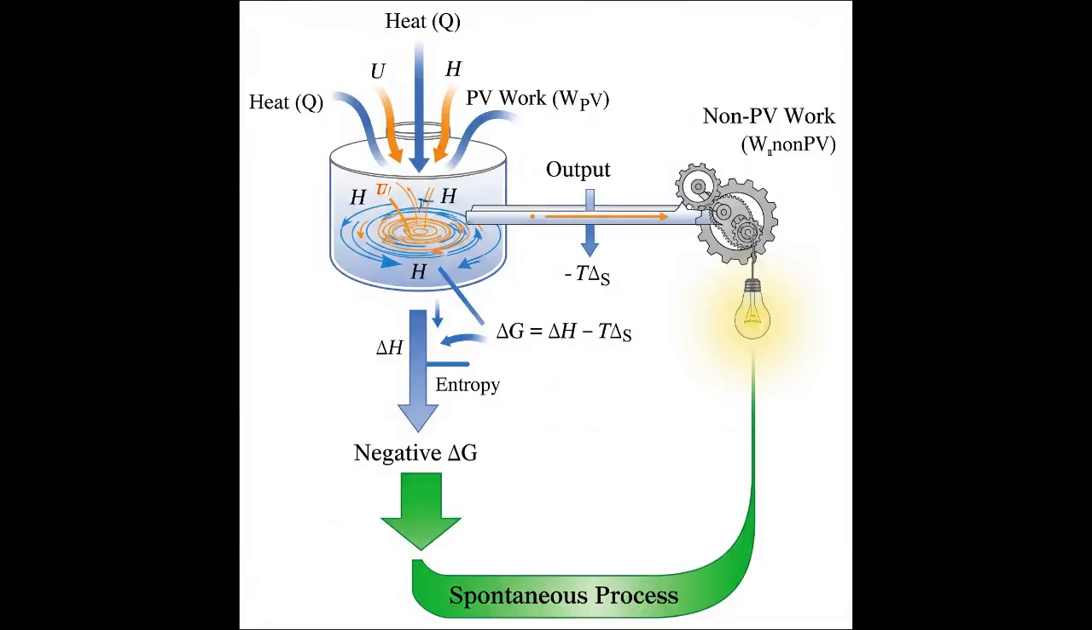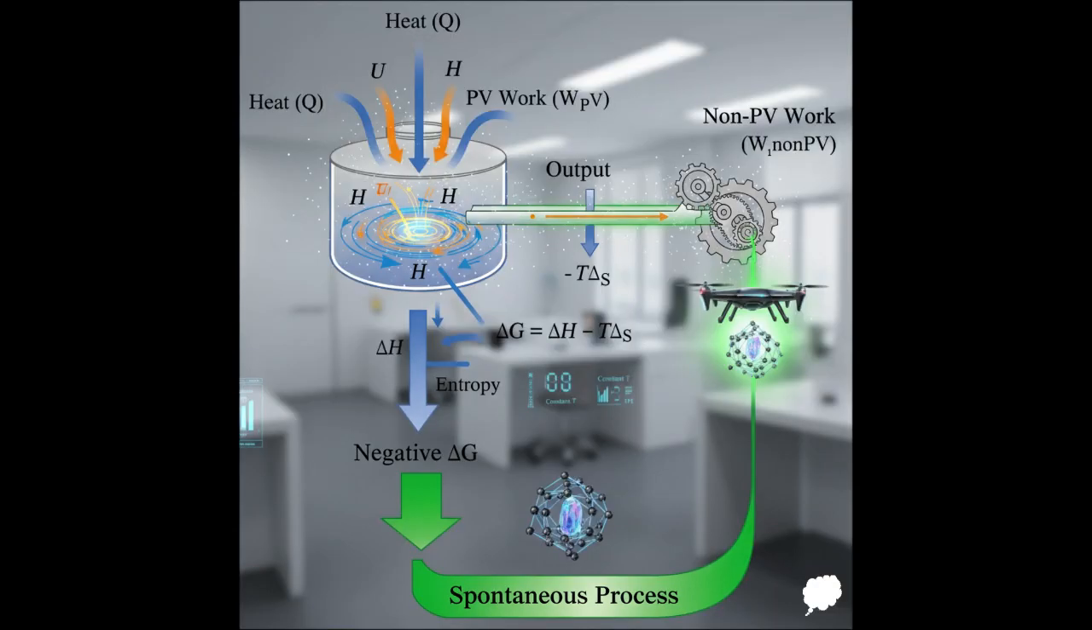The change in Gibbs free energy, delta G, represents the maximum amount of non-PV, non-pressure-volume work that can be extracted from a system. More importantly, it tells us about spontaneity.